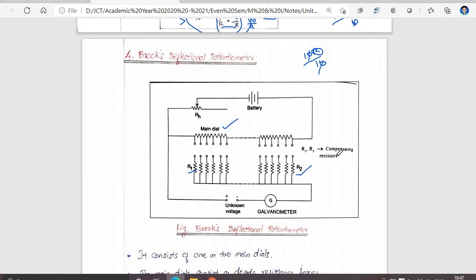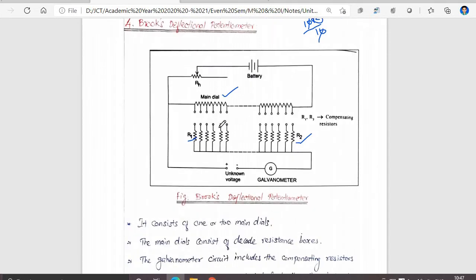That means R1 and R2 are nothing but compensating resistance. We can compensate with this resistance against the main resistive source. Then only we can calculate the unknown voltage. How it can be calculated, I will explain.